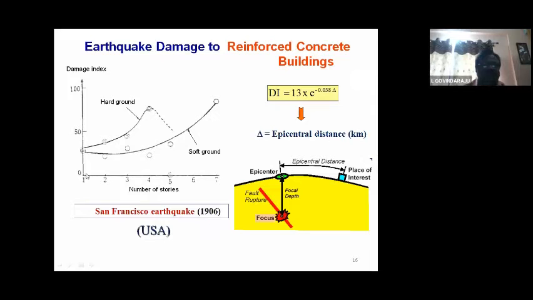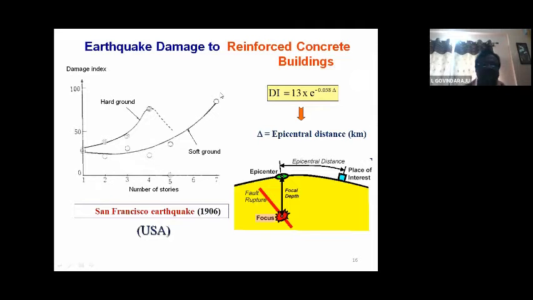They plotted the number of stories on the x-axis and the damage index by this formula on the y-axis. This is only for reinforced concrete, and they took the data from failures of buildings during the San Francisco earthquake in 1906 in America. Observe this trend now. On soft ground, as you increase the height of the structure, the damage potential or damage index grows exponentially.